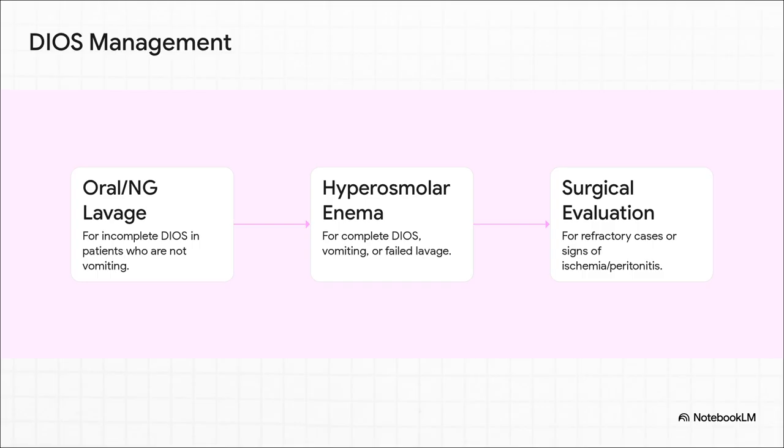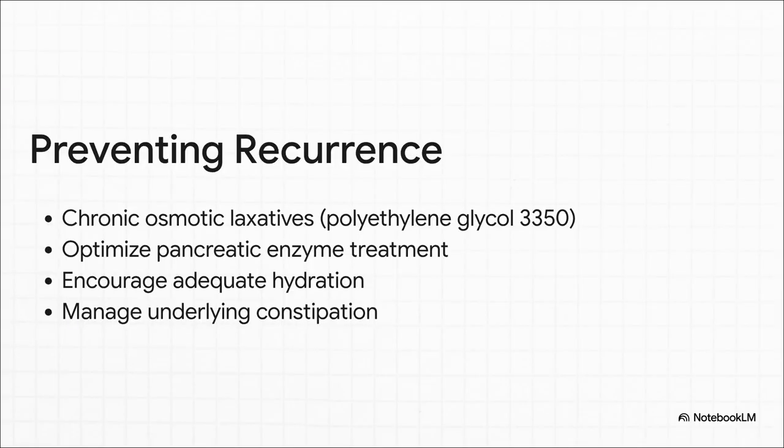And surgery, that's really the last resort. You save that for cases that just won't clear, or if you see any red flags for something more serious like peritonitis. So, getting them through the acute episode is a huge win, but the job isn't done, because DIOS absolutely loves to come back. Long-term prevention is the name of the game.